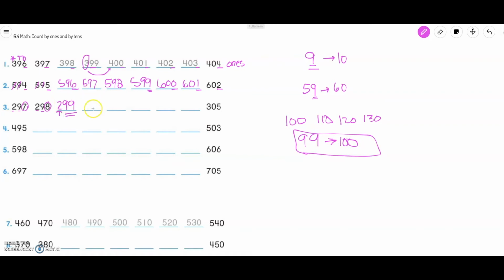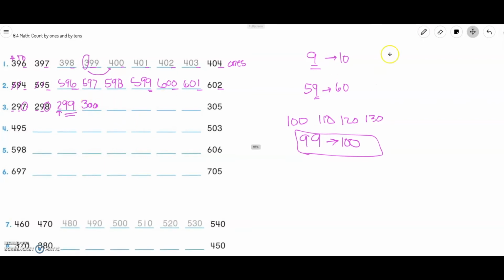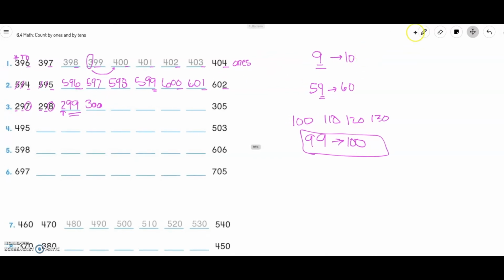So what 100 comes after 200? 100, 200, 300. So anytime you get to that 99, a little bell in your head should say, oop, it's the next 100, okay? When we're going by ones. So here I am at 300, get my pen back, and then I'm just going up again by ones.